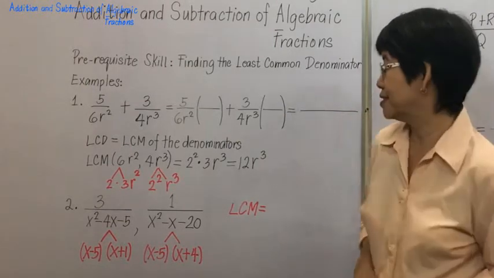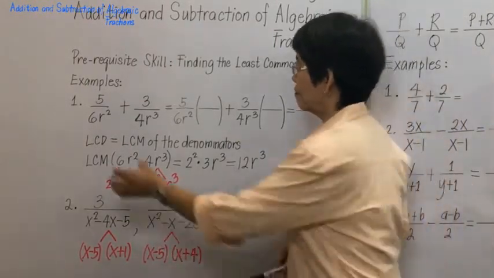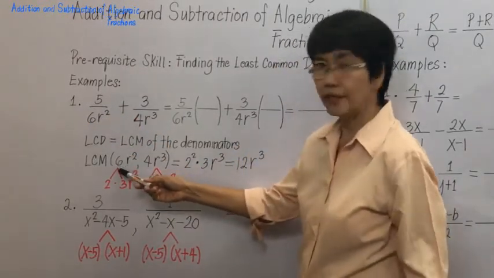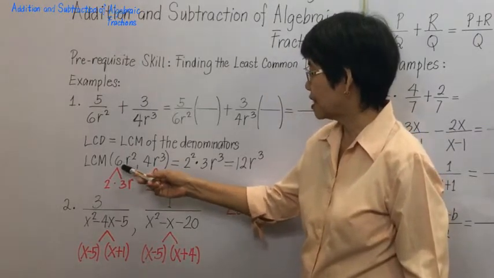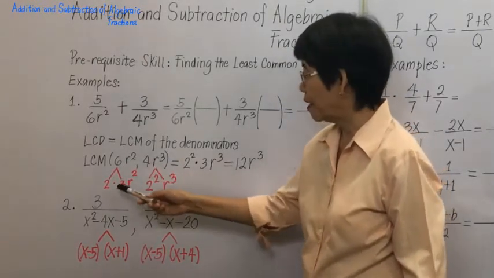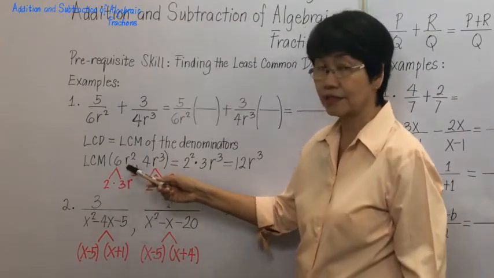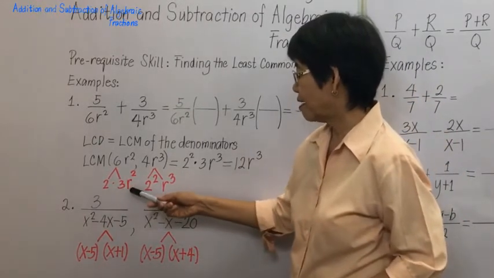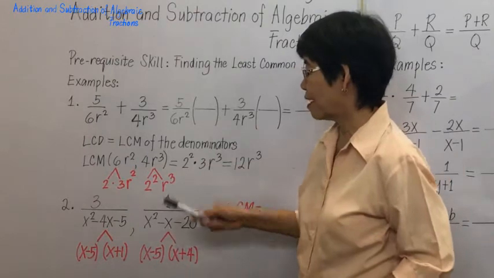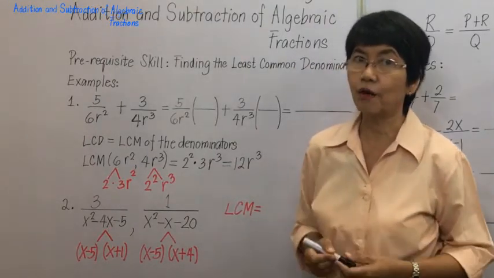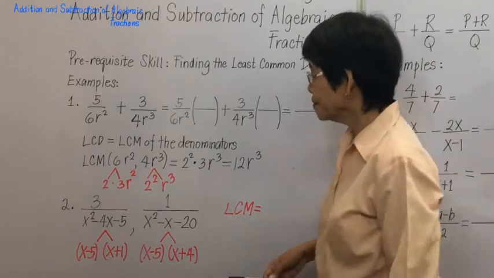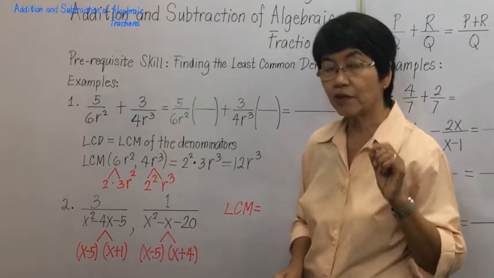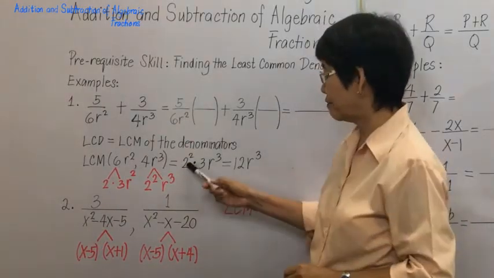So to find the LCM of this expression and this expression, we have to factor the numerical coefficient of 6 and the numerical coefficient of 4. And here are the factors. And then we attach the literal coefficient. So we have 2 times 3 r squared and 2 squared times r cubed. And then we will get the common factors first. And we have 2 and 2 squared. We will get the common factor with the highest power. So we have 2 squared.